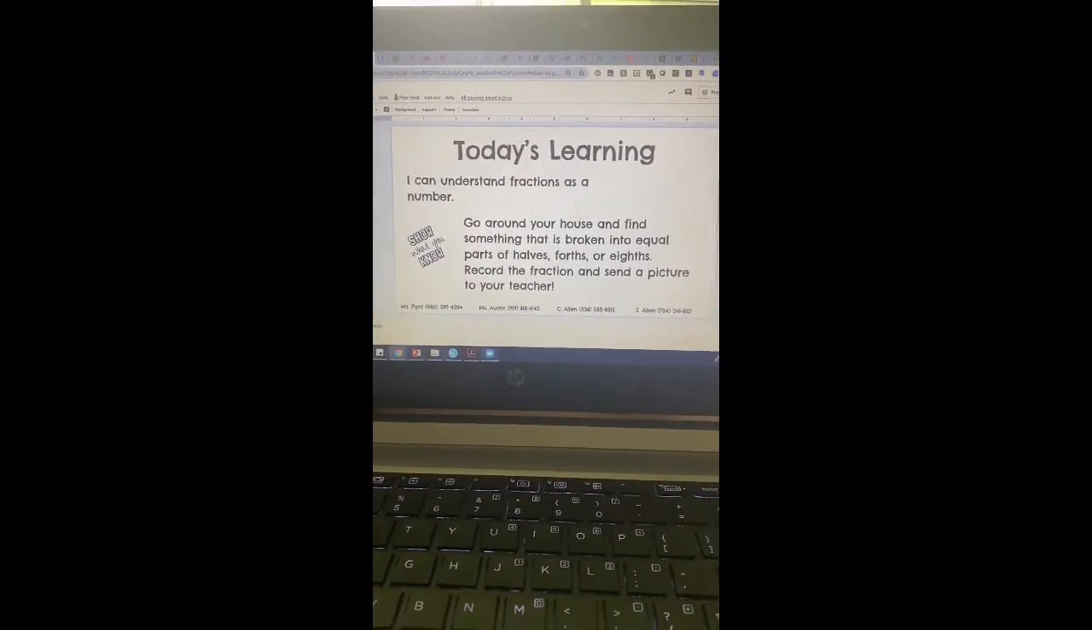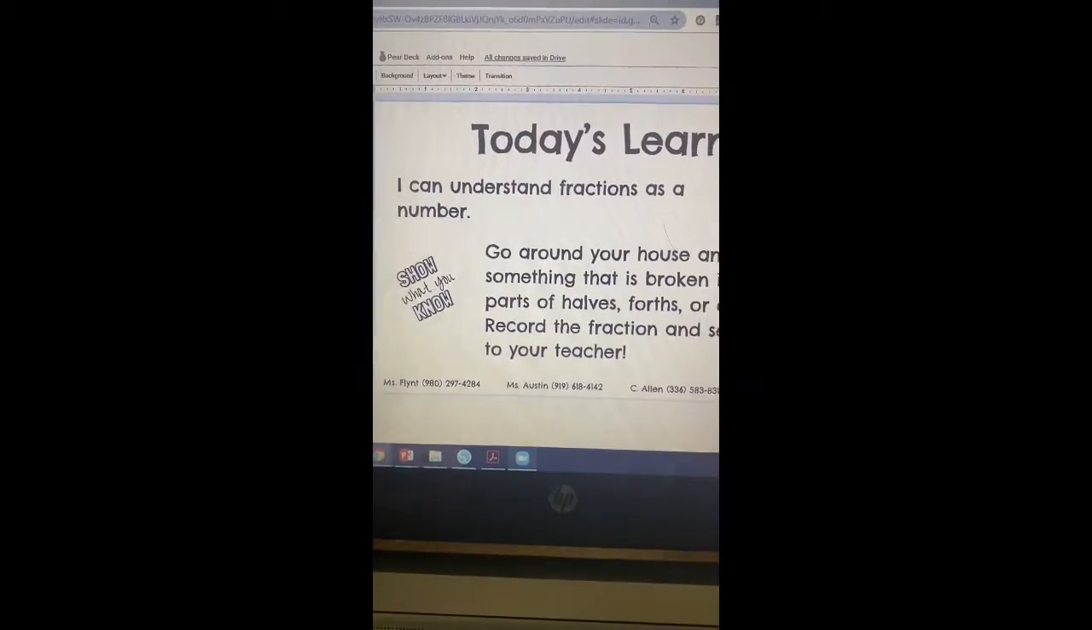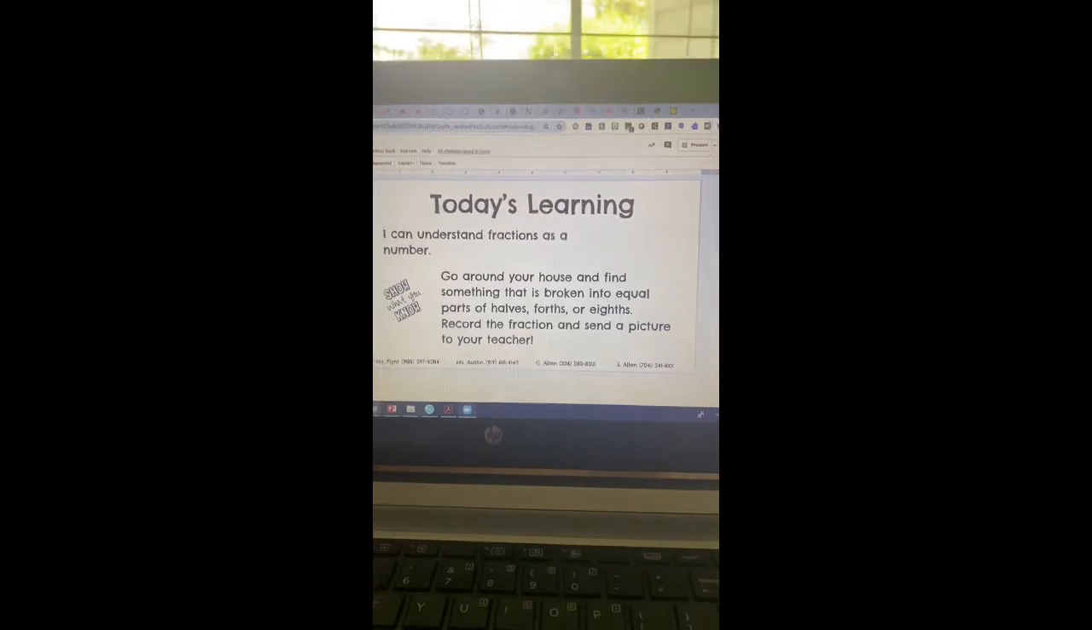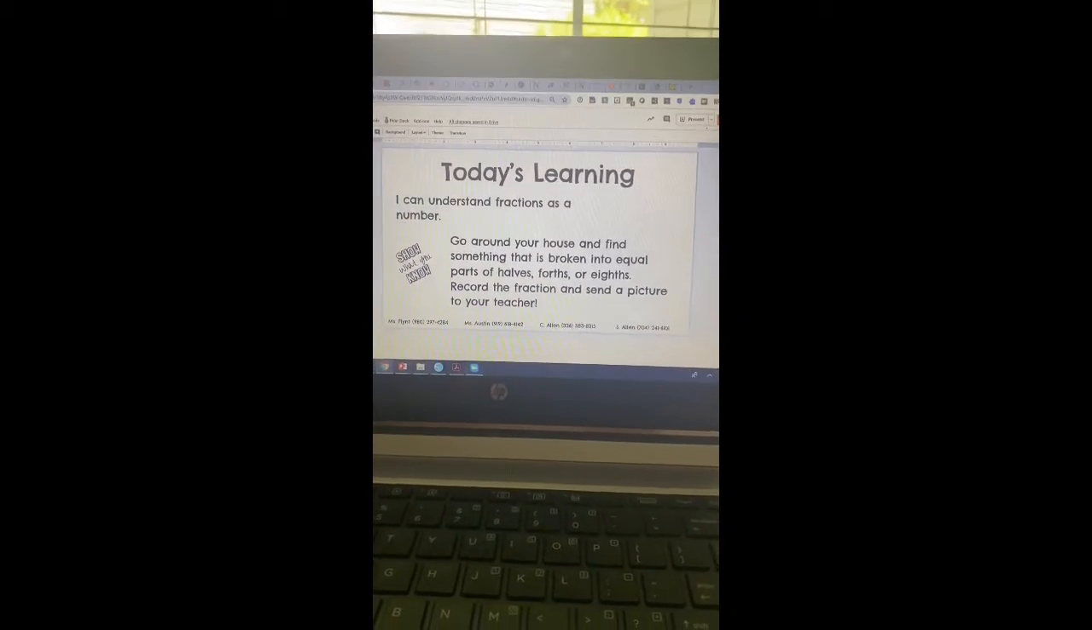All right, guys, so for today's learning, we are going to understand, read it with me, I can understand fractions as a number, all right? So we're gonna understand what they mean in regards to a number.